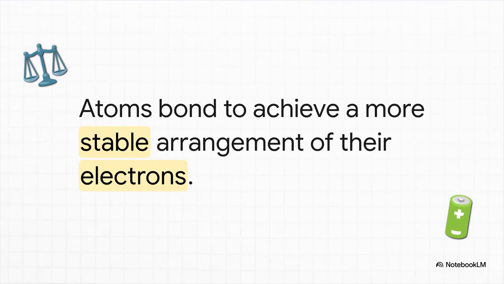It all comes down to one thing: stability. Think of an atom like an onion. It's got layers, and these layers are called electron shells. Now, atoms are most happy, or stable, when their outermost shell is completely full of electrons. So bonding is just the strategy they use, gaining, losing, or sharing electrons with their neighbors, to fill up that outer layer and get to a really stable, low-energy state.